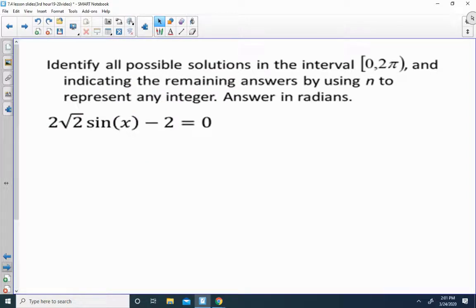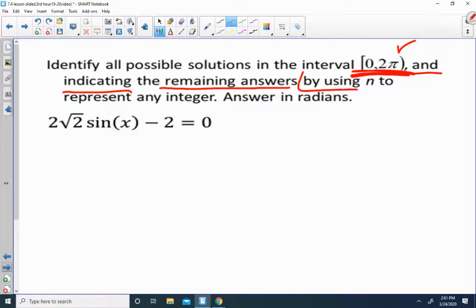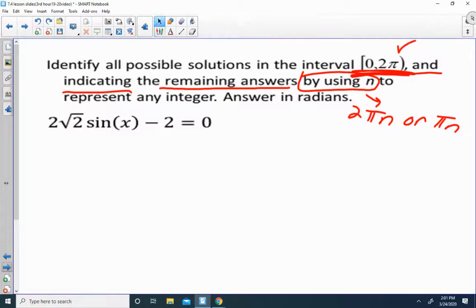Now this one I want to talk about real quick, and then that should be about it. Let's do the same thing with this one. Identify all the possible solutions in the interval from 0 to 2 pi. The instructions say the full circle. And indicate the remaining answers by using pi. That's your cue to use 2 pi n or pi n at your final answer. So with that said, let's move on.